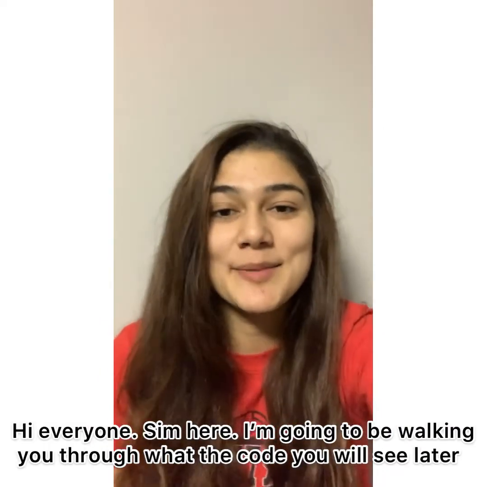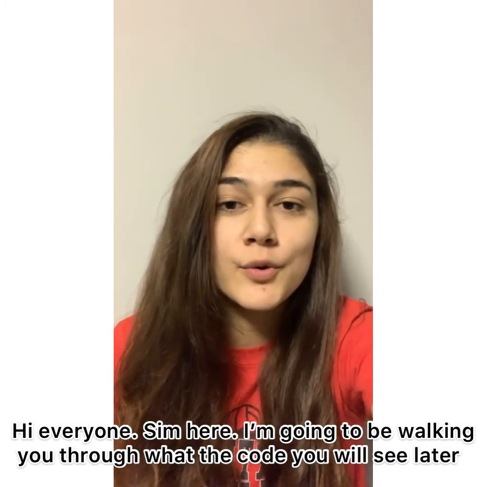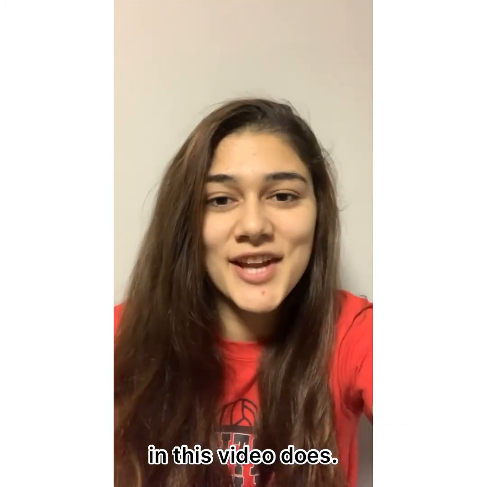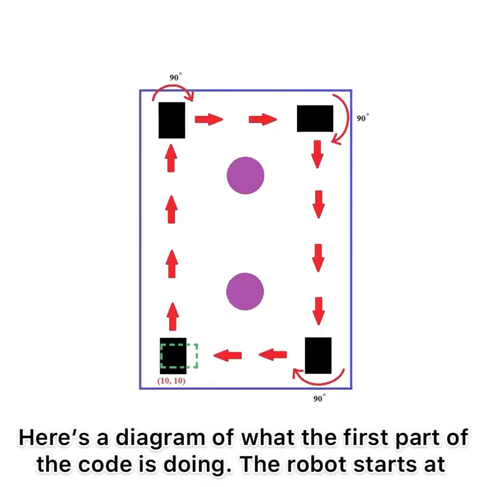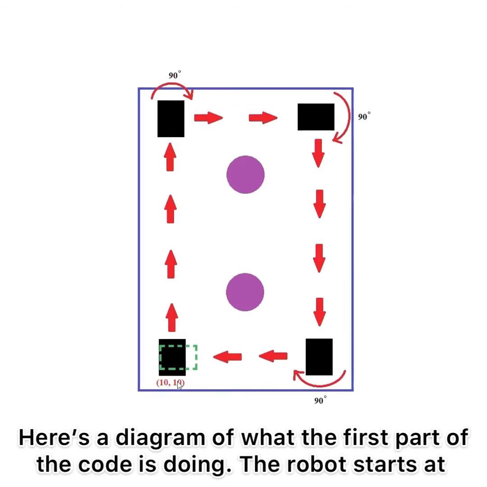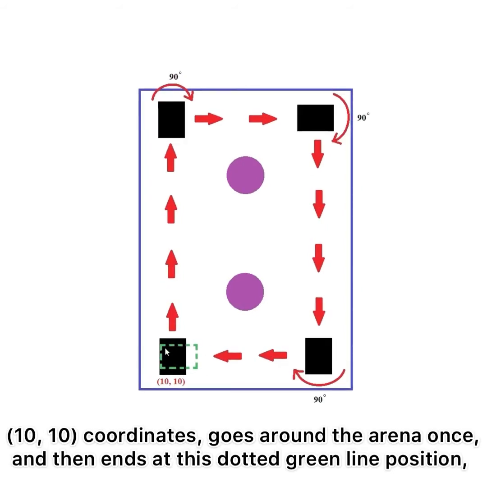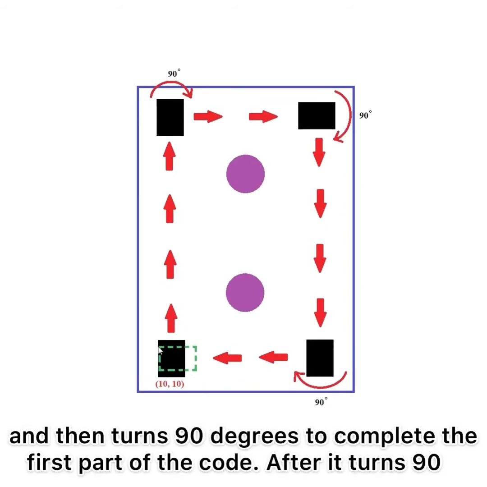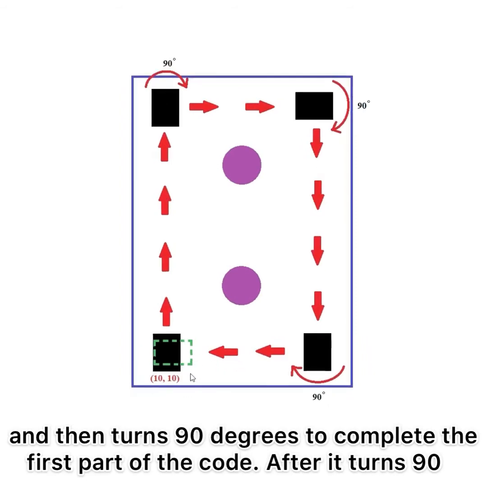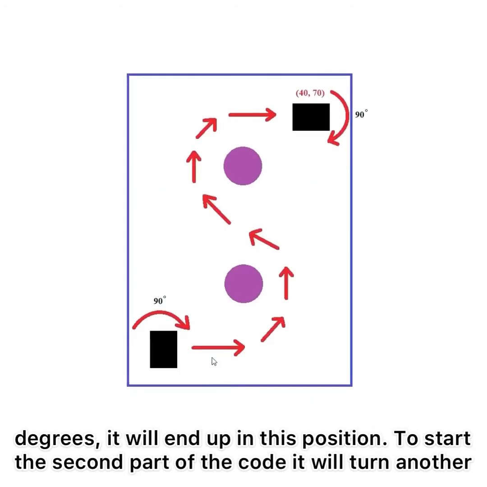Hi everyone, Sim here. I'm going to be walking you through what the code you will see later in this video does. Here's a diagram of what the first part of the code is doing. The robot starts at 10 and 10 coordinates, goes around the arena once, and then ends at this dotted green line position, and then turns 90 degrees to complete the first part of the code. After it turns 90 degrees, it will end up in this position.